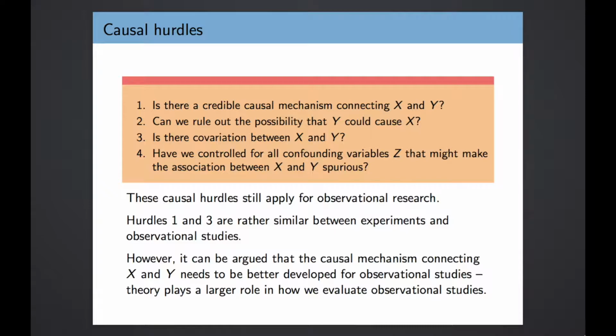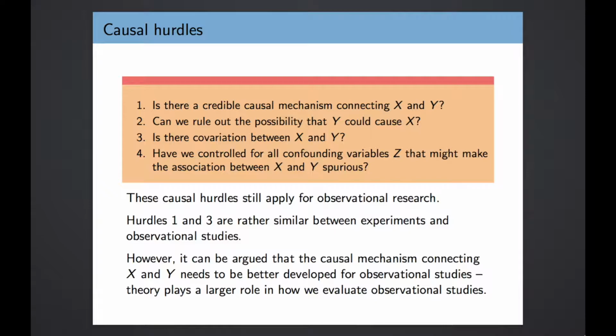So the first of these hurdles is just whether we have a theoretical reason to believe that there is this causal connection between x and y. And the third hurdle is a question just about our data, about whether we observe a covariation between x and y. So these hurdles are pretty similar in terms of how we go about achieving them, regardless of whether we're doing an experiment or an observational study.